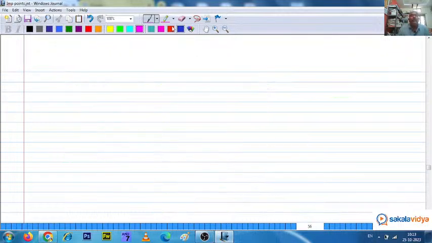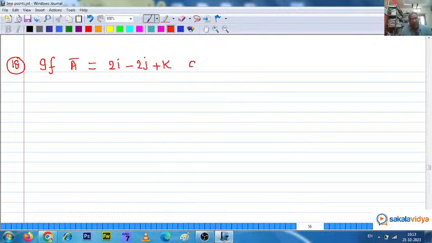Okay. Now the 18th one. If a bar is equal to 2i minus 2j plus k and b bar is equal to 3i plus 6j plus nk. Here n is the unknown quantity.